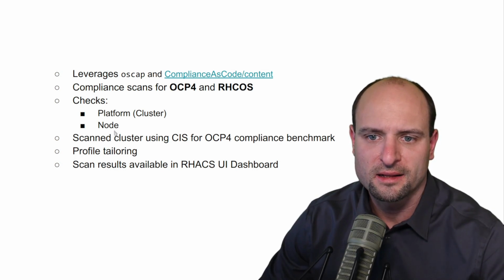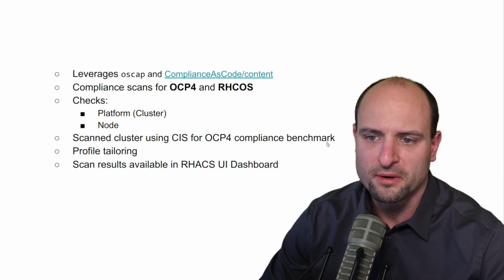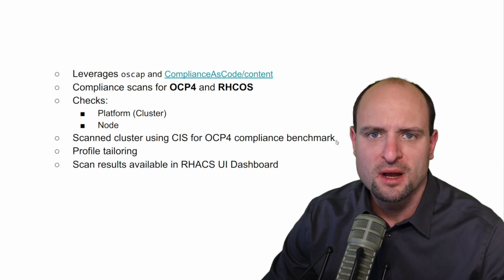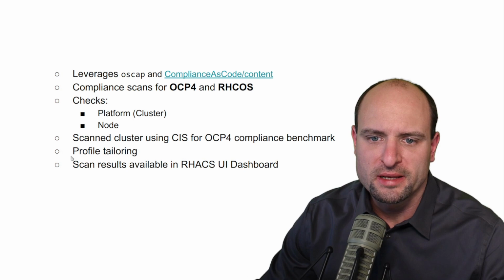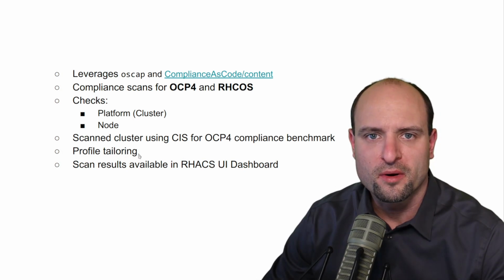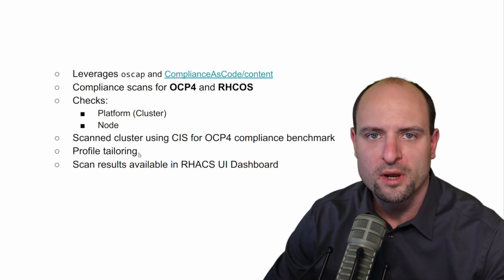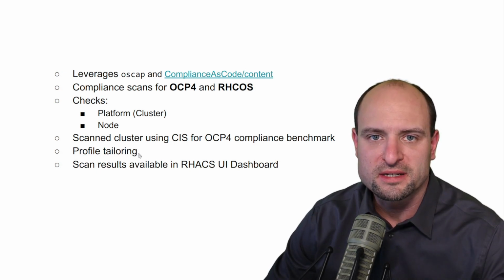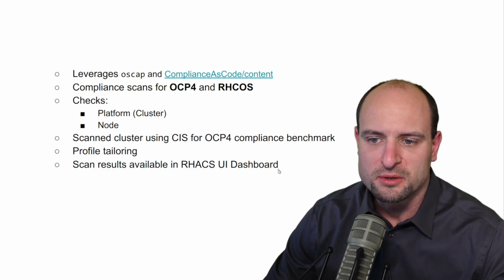In the video, we scanned a cluster using the CIS for OpenShift 4 compliance benchmark. In the scan results, we saw that some of the compliance checks were failing. To remedy the compliance issues, we modified the configuration of the cluster to make it more compliant, and we also created a tailored profile. In the tailored profile, we set one of the parameters to make the profile work better in our environment. We also temporarily disabled one of the compliance checks. After rescanning the cluster, the compliance checks were no longer failing. And finally, we looked at the compliance operator scan results in the Red Hat ACS UI dashboard.